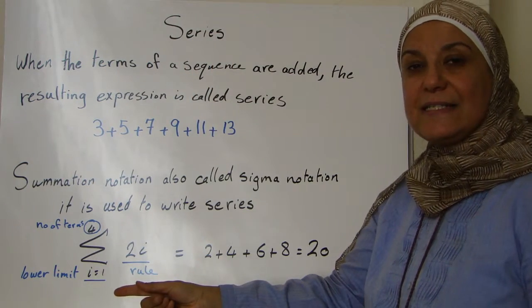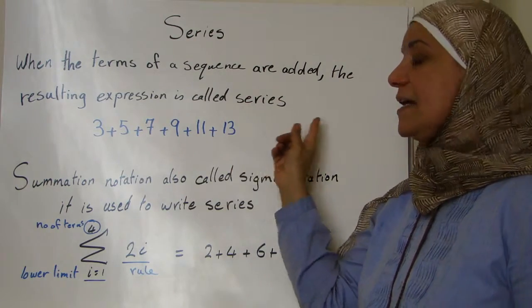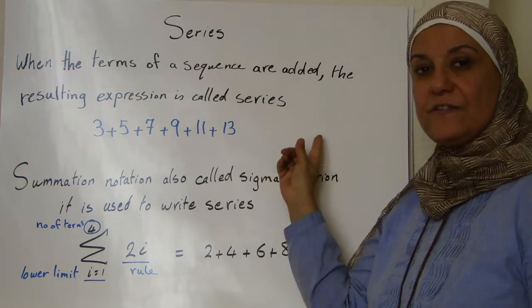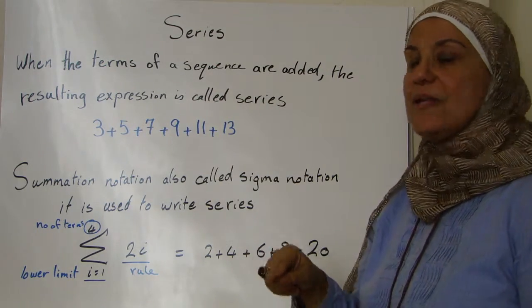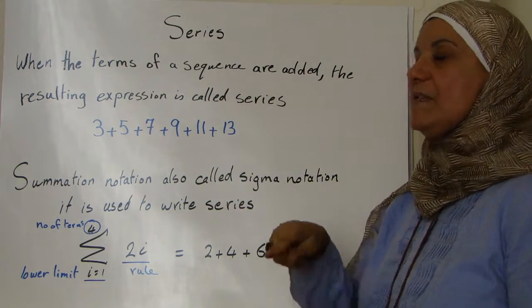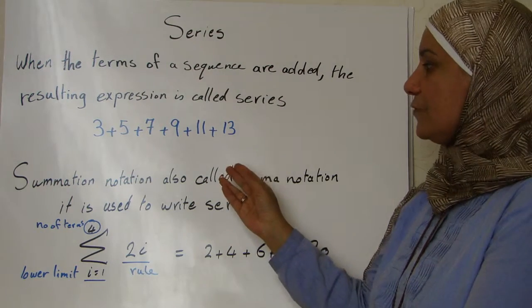Why? Because it is extremely boring if you're going to add terms up to the 100th term or the 20th term. You cannot just write them and put them on your calculator and start doing 3 plus 5 plus 7 plus 9 plus 11 plus 13 plus 15 and so on. So what am I going to do?